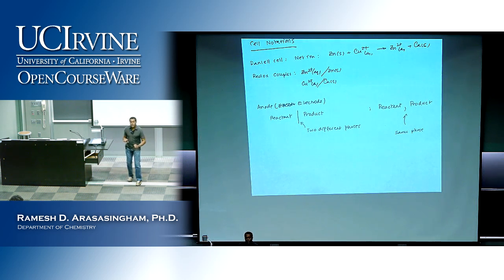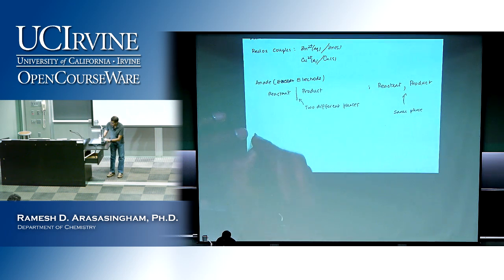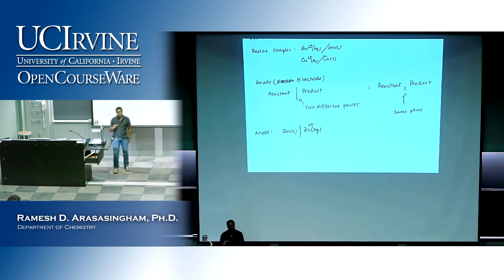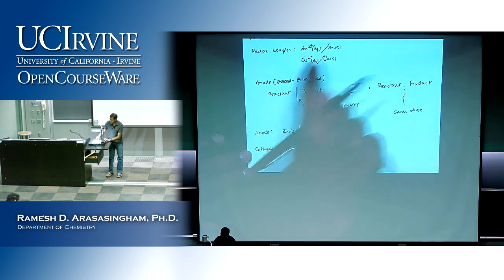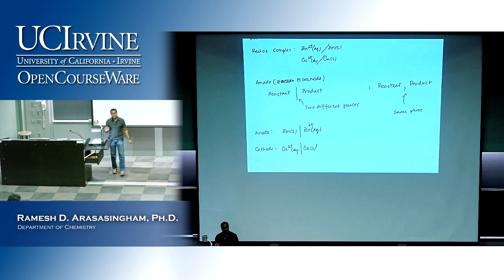So if I wanted to write the Daniell cell, my anode would be, my reactant for that is zinc. I'm going to put a vertical line because we're going from zinc to zinc 2 plus aqueous. So that describes the anode. Now, if I want to describe the cathode, I would write the reactant, vertical line, because again, you're going from an aqueous solution to a solid, so there's a change in phase, would be that.